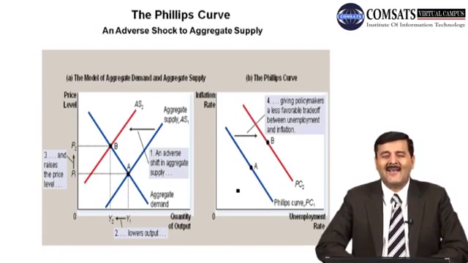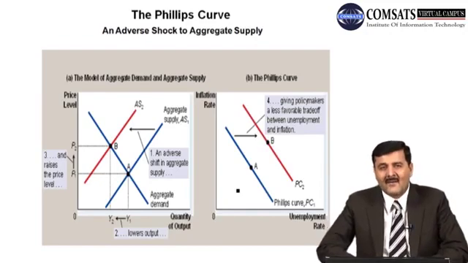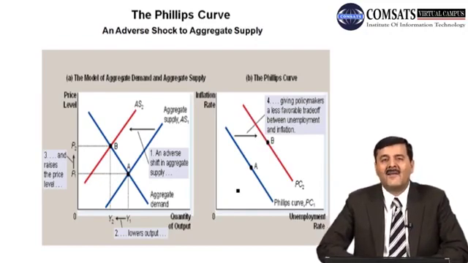And this point B is a less favorable point for the policymaker, because at this point both of the parameters have increased. That is, there is an increase in the inflation rate in the economy, and there is an increase in the unemployment rate. So the adverse supply shock gave us a trade-off between inflation and unemployment which is less favorable for the policymaker.